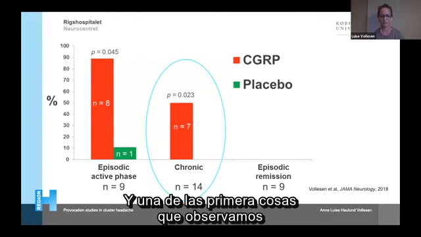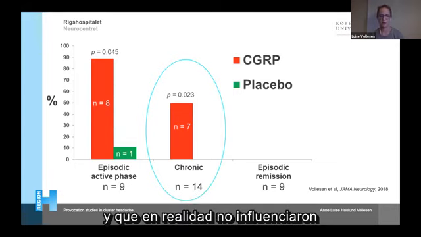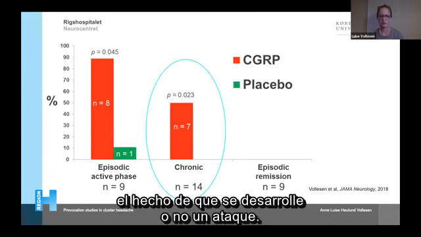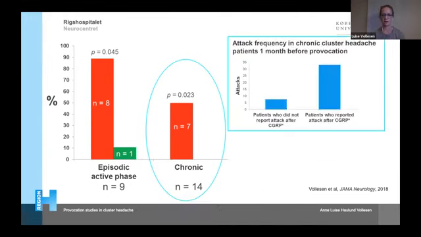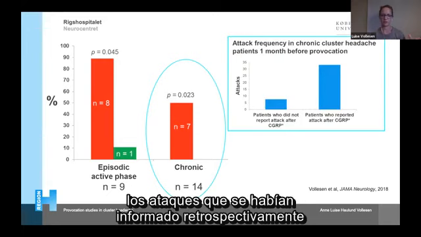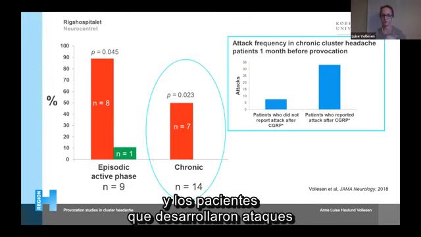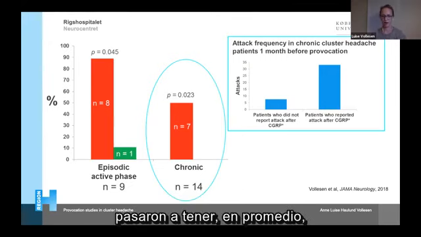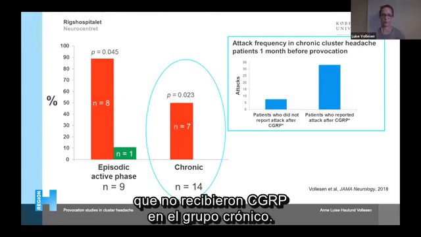And one of the first things we looked at was intake of preventive medications. And that didn't really seem to influence whether or not they would develop an attack, but rather when we looked at the attack burden that they had reported retrospectively in the month leading up to the day that they were provoked, the patients who developed attacks turned out to have had, on average, a lot more attacks than the patients who were not provocable with CGRP in the chronic group.